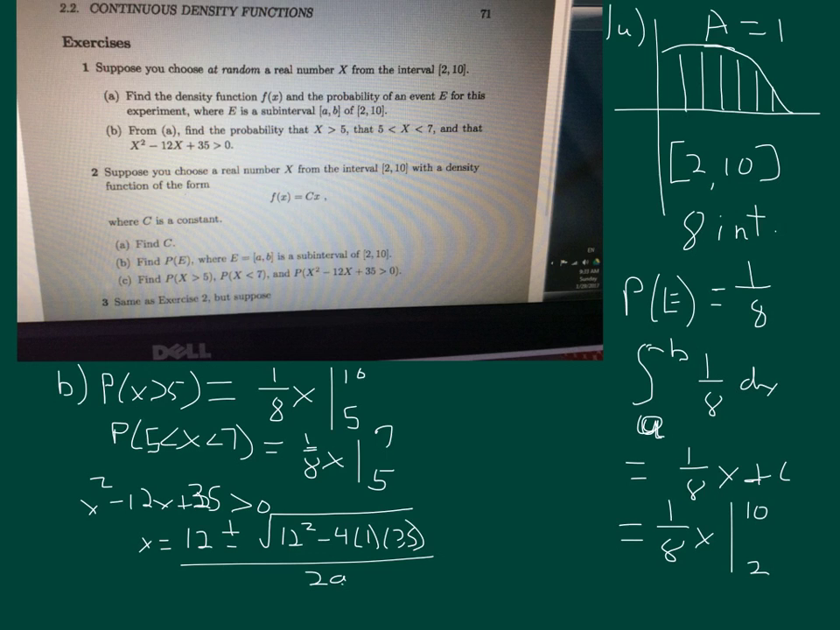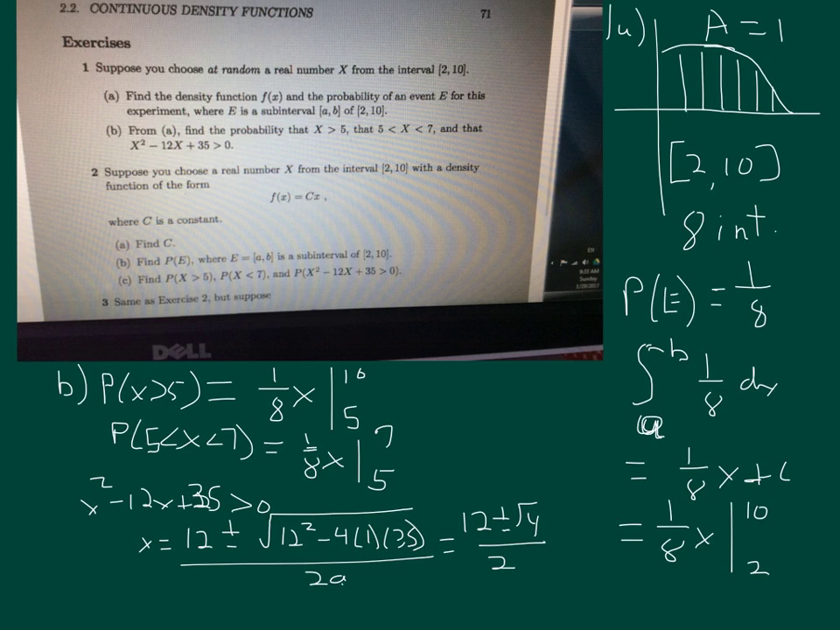So if you work all this out, what do we have here? 144 minus 140, so 12 plus or minus root 4 over 2a, which is 2. So we have 12 plus 2, 14 over 2, which is 7. And we have 12 minus 2, which is 10 over 2, which is 5.